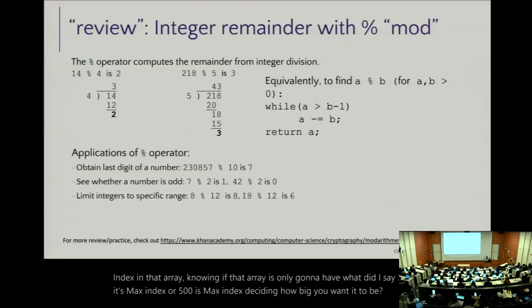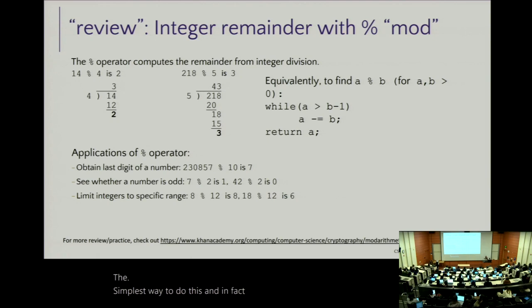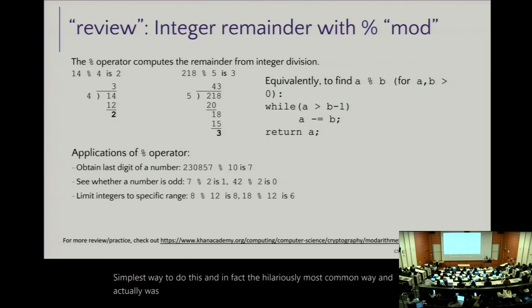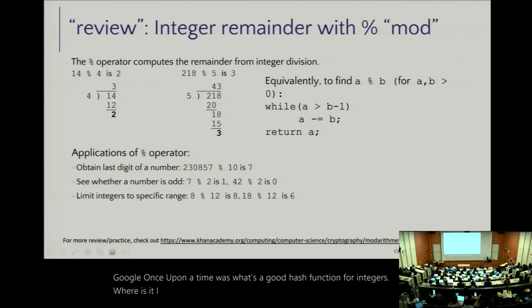So, the simplest way to do this, and in fact, the hilariously most common way, and actually was my answer to an interview question, I think at my last round at Google once upon a time, was, what's a good hash function for integers? It is just literally mod by table size.